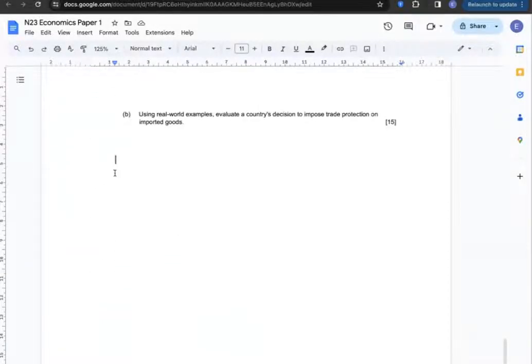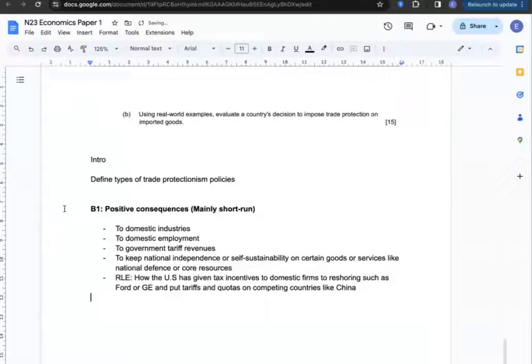Question B. Using real-world examples, evaluate a country's decision to impose trade protection on imported goods. I can introduce the types of trade protectionism policies in the introduction. And first, I can talk about the positive consequences of trade protection, mainly focusing on its short-term impact. In what ways they are positive to domestic industries, domestic employment, and government revenues. I can analyze all of that.